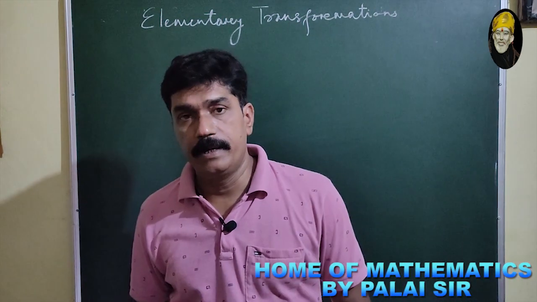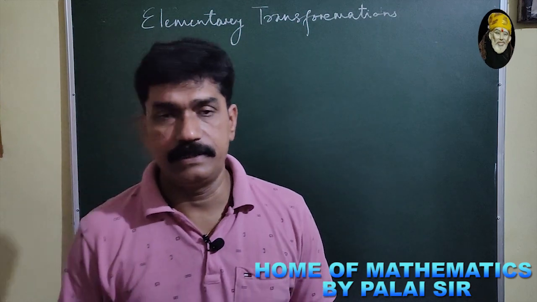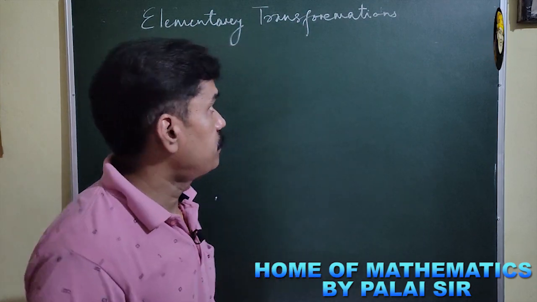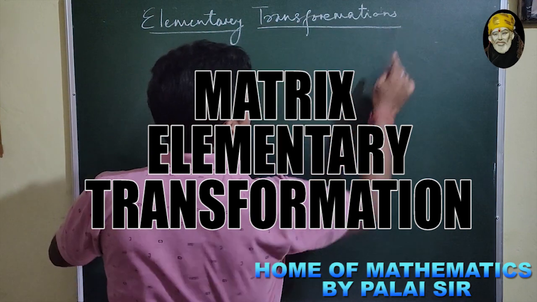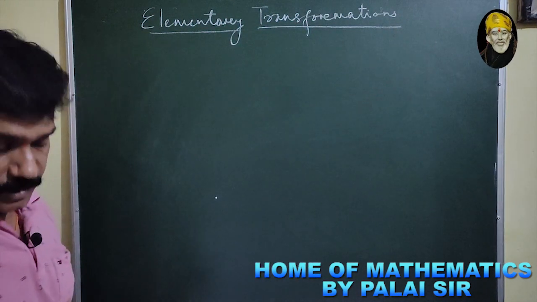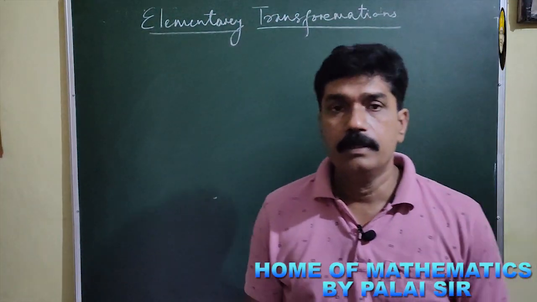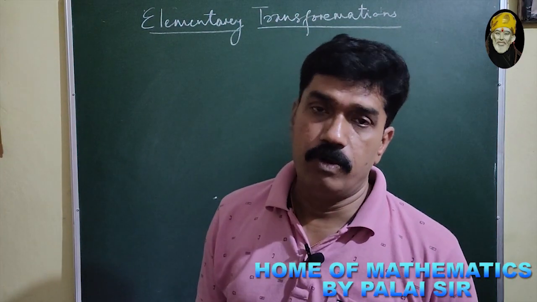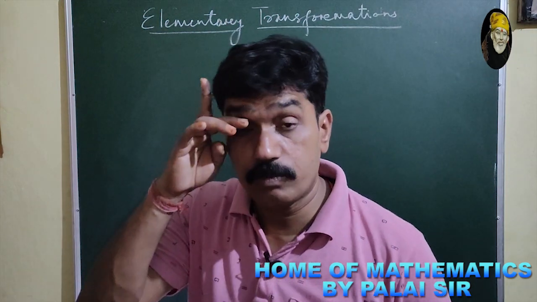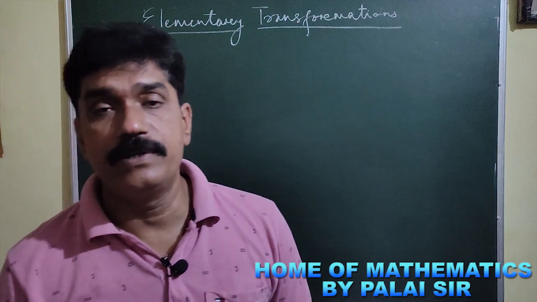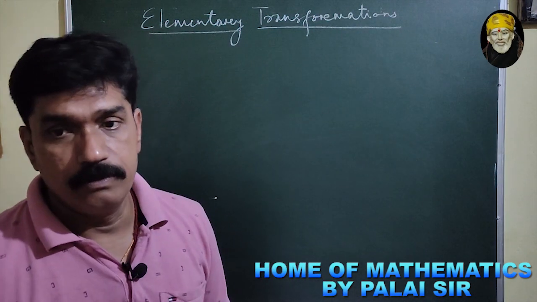In the last class we discussed how to find the inverse of a matrix with the help of the adjoint matrix. Here we will discuss elementary transformation to find the inverse of a matrix. In our last class we discussed that whenever you find the inverse of a matrix, you must follow two conditions. What are those conditions? First, it must be a square matrix, and second, its determinant value should not be equal to 0.